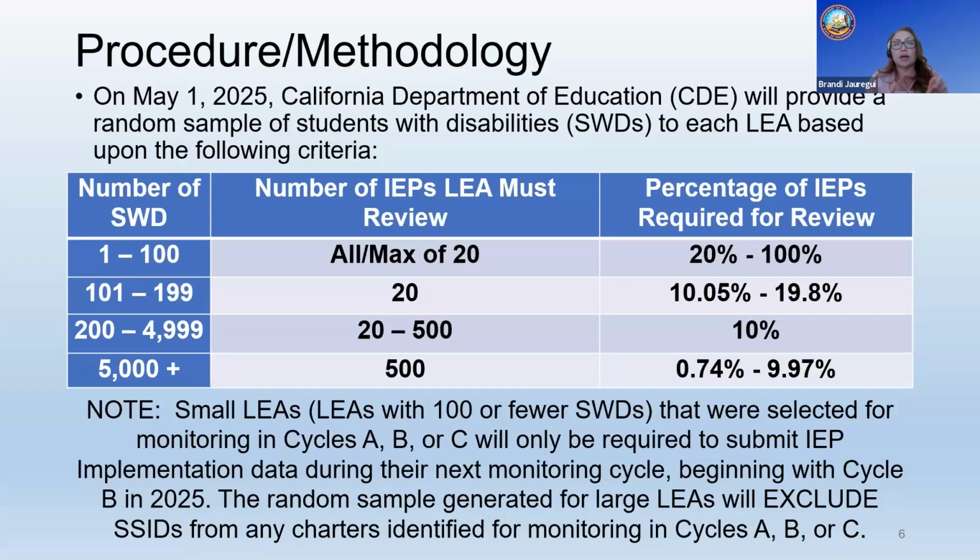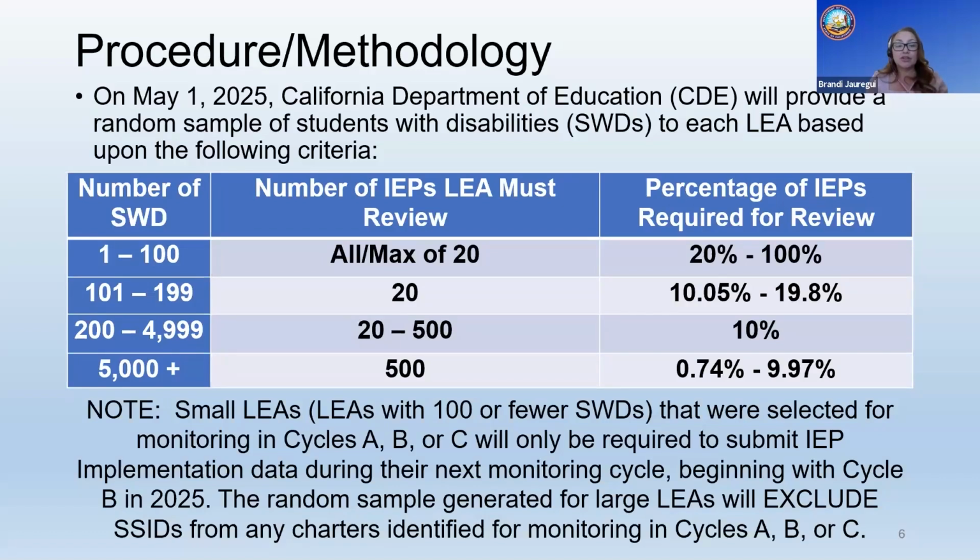And if you had a certain number of SSIDs, you are required to review a certain percentage of IEPs. So if you had 1 to 100 students with disabilities, the percentage of IEPs that you're required to review is 20 to 100%. If you have 101 through 199 students with disabilities, then you're required to review 10.05 through 19.8%. If you have 200 through 4,999 students with disabilities, you're required to review 10% of those students' IEPs. And then 5,000 and over, you are required to review 0.74% to 9.97% with a maximum of 500 for those LEAs.